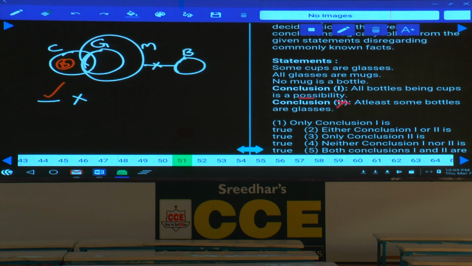Now in the case of possibility, we need to prove whether it can follow in at least one of the cases or not. Now I have proven a case wherein it is true once. As it is true once, hence it is possible. Then what is your answer here? Only one is true, that is choice 1. Question number 51, choice 1 is the answer. Then 52.